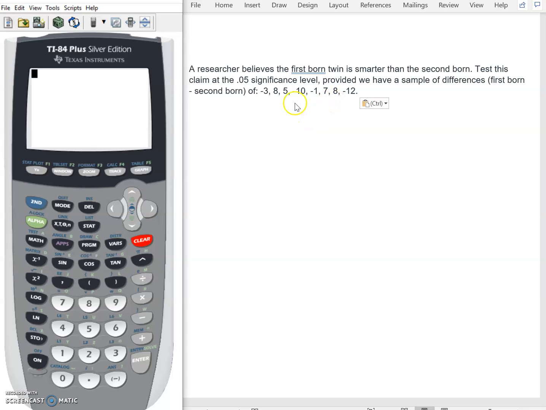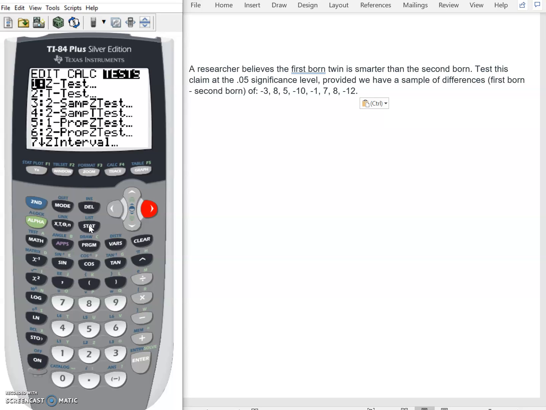We've seen these sample differences before. We did a confidence interval for this paired data. So we go to stat, edit, we put this data into list 1. I've already done that for us. And then we say, okay, cool, let's go back to stat and over to tests, and let's figure out which test we've got.